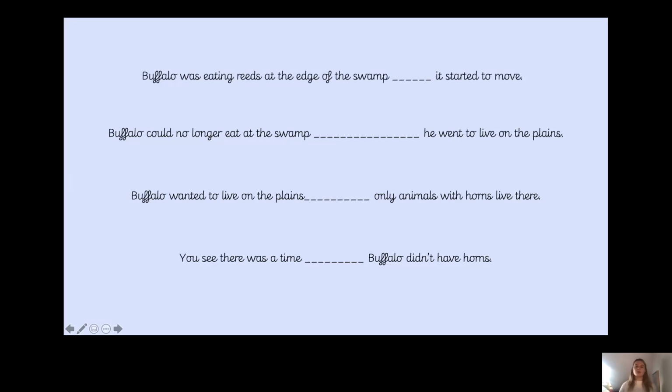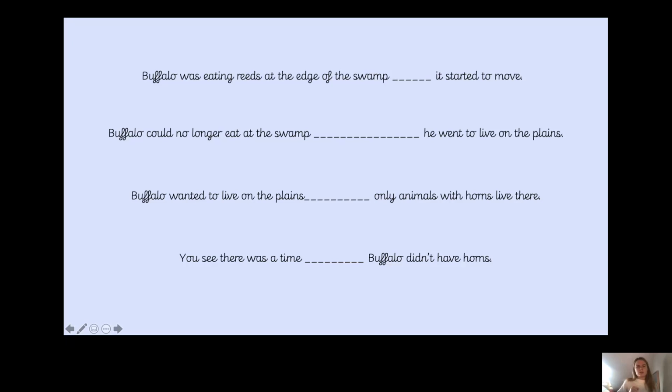So the first one, Buffalo was eating reeds at the edge of the swamp. It started to move. Okay, now do we need when, so, or but? Well, we're not going to use so here, are we? Because I know that we use so to show the result of something. Well, the swamp didn't move as a result of Buffalo eating at the edge of it, did it? It would have moved anyway.